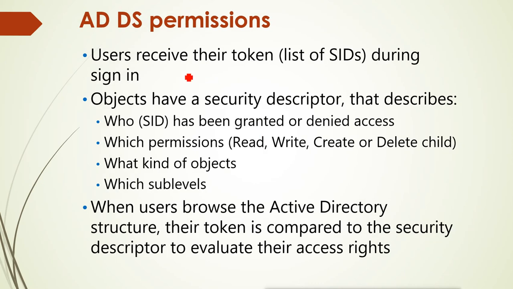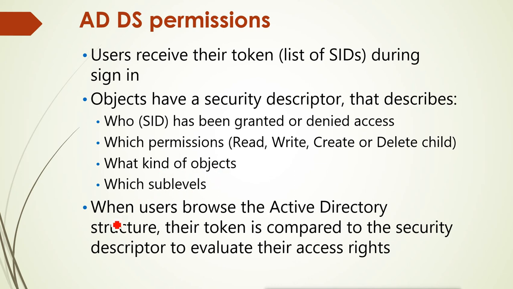Then Active Directory Domain Services permissions: users receive their token, a list of SIDs, during sign-in. When they sign in, they get the Kerberos tokens from the KDC. Objects have a security descriptor that describes who, that means SID, has been granted or denied access, and which permission, that means read, write, create or delete child permissions on the OUs. Then what kind of objects they can create or which sub levels they can manage.